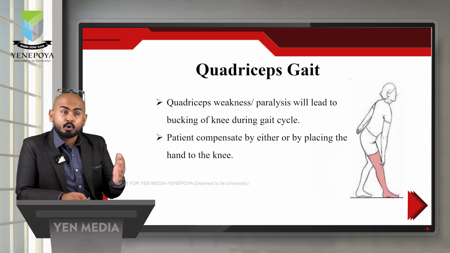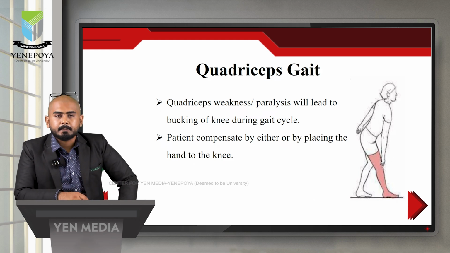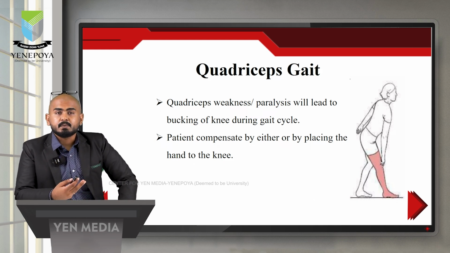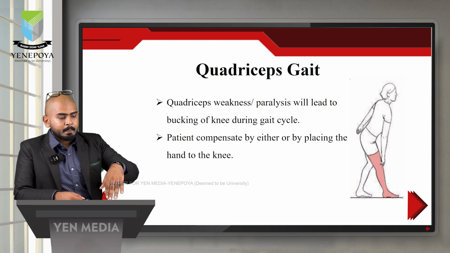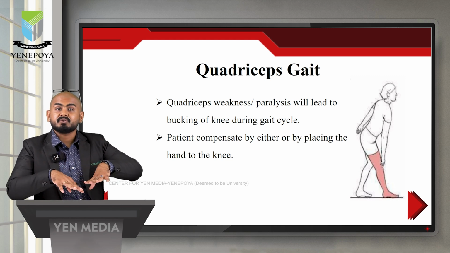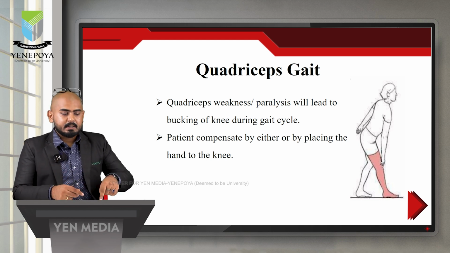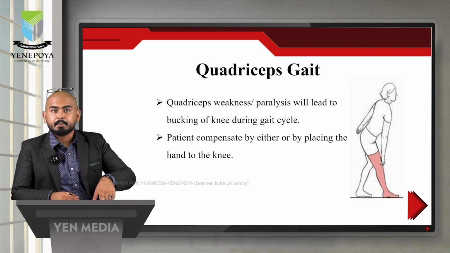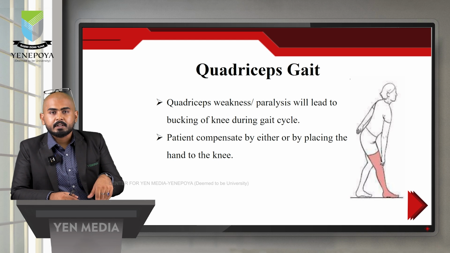The quadriceps is a muscle present in the anterior aspect, the front, of your thigh. When there is weakness or paralysis of the quadriceps muscle, there's buckling of the knee. In simple terms, your knee does not extend or become straight. If the knee does not become straight, there is a problem with taking the next step. Your knee has to be straight to lift your leg into the swing phase. So when the knee does not become straight, how do you compensate?